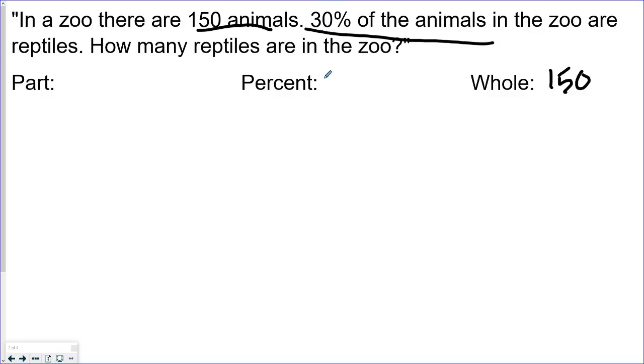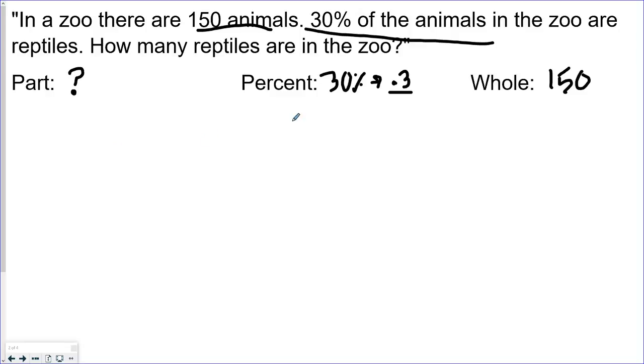Well, 30%, so our percent is going to be 30%, or we should probably think of it as, like I said, 0.3, because that's how we're going to be using the value. And then the part is how many physical reptiles there are, not the percent, but how many physical reptiles I would count. Well, we don't know that, so that's going to be our question mark. That's what we have to figure out.